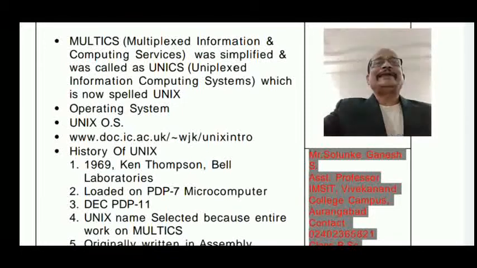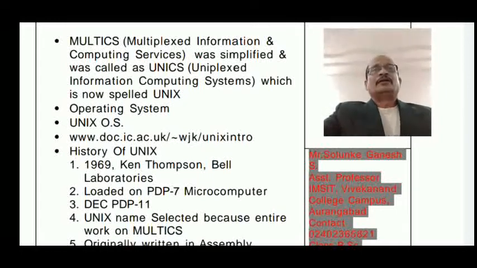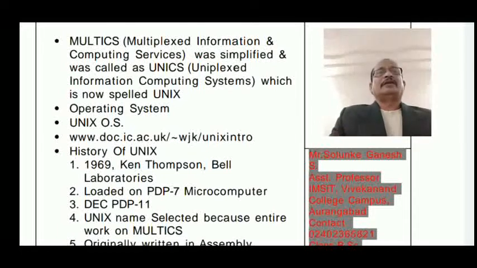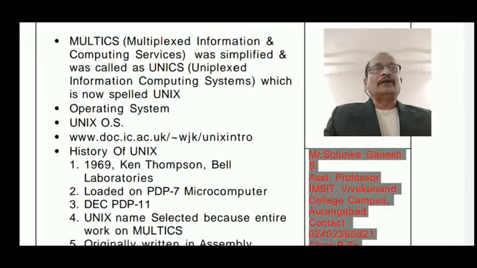In 1969, Ken Thompson designed the Unix operating system at Bell Laboratories. Bell Laboratory is available at Berkeley. Unix was first loaded on a microcomputer. The name of that microcomputer is PDP-7.